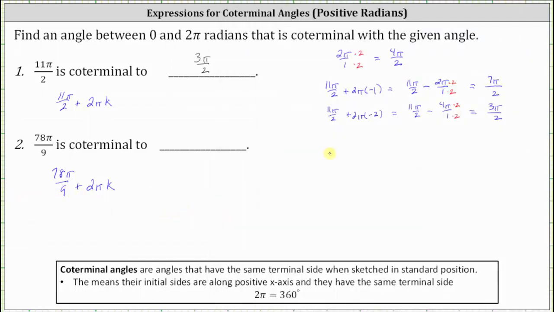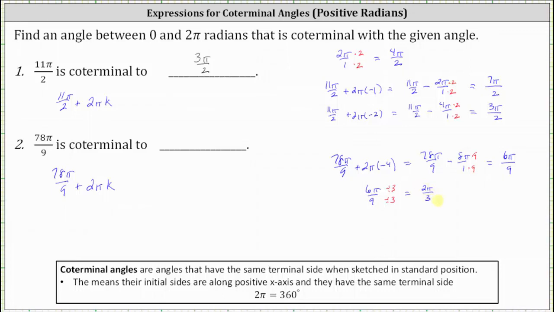So when k is equal to negative 4, we have 78 pi divided by 9 plus 2 pi times negative 4, which is equal to 78 pi divided by 9 minus 8 pi over 1. The common denominator is 9, and the numerator is 78 pi minus 72 pi, which is 6 pi. Well, 6 pi divided by 9 does simplify. There's a common factor of 3 between 6 and 9. This gives us a coterminal angle of 2 pi divided by 3.